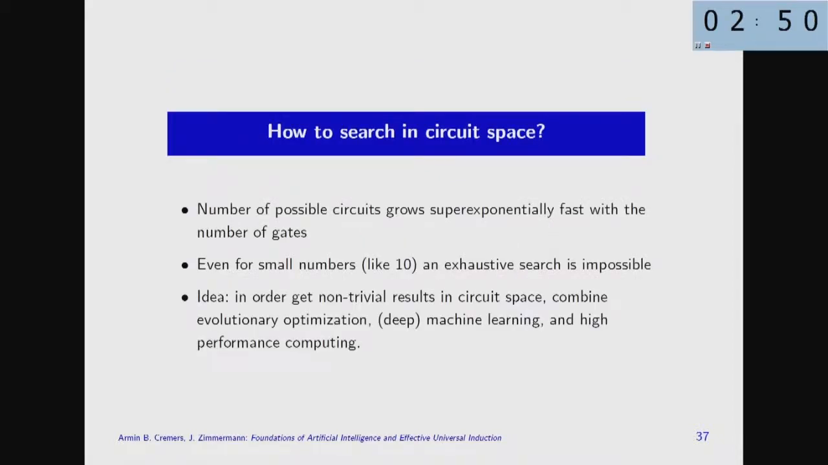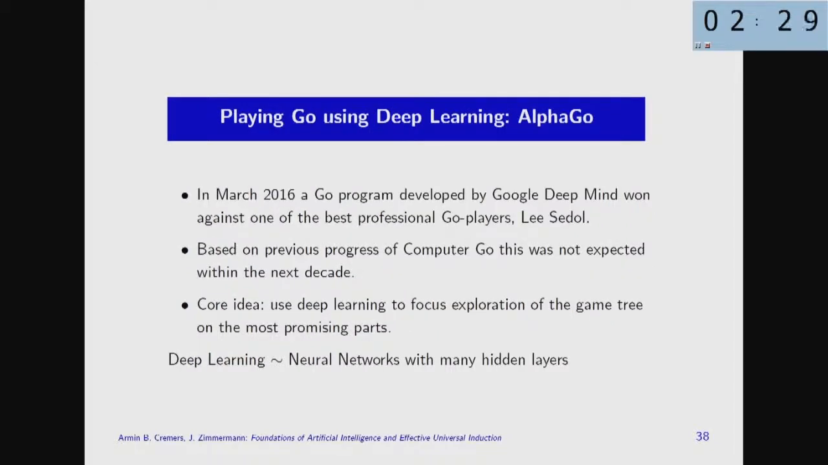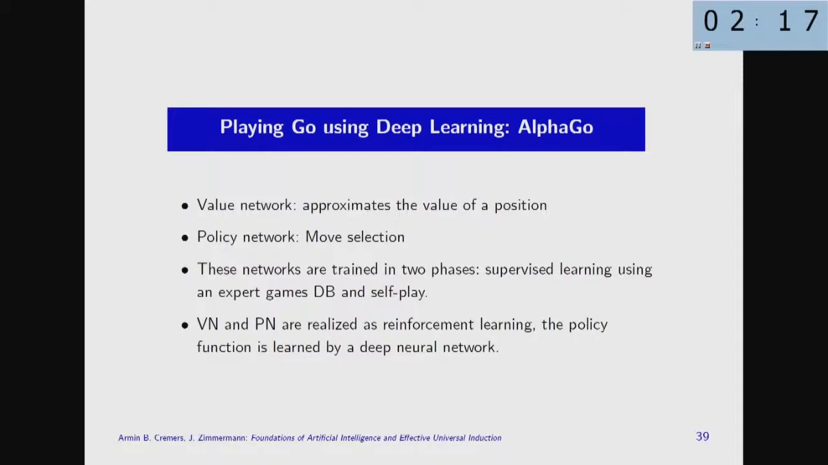So how do we search in circuit space? How do we come up with such a solution, with such a program at this level? Even for small numbers like 10, an exhaustive search is impossible. So the idea is, to get non-trivial results, we combine evolutionary optimization, machine learning, and high-performance computing. And we come back to the AlphaGo method of deep learning, where you have a value network that approximates the value of a position in the game of Go, and a policy network to select the next move.